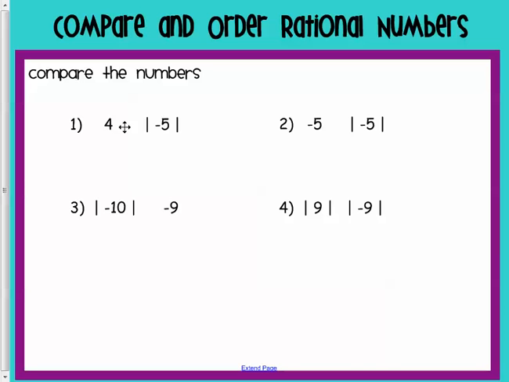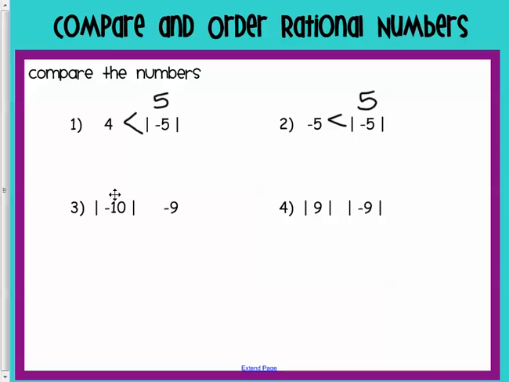Okay, so we have 4 versus the absolute value of -5. Well, we know the absolute value of -5 is 5 away from 0. So technically, 4 is less than the absolute value of -5. Now -5 versus the absolute value of -5. Again, the absolute value is 5, so -5 is still less than the absolute value of -5.